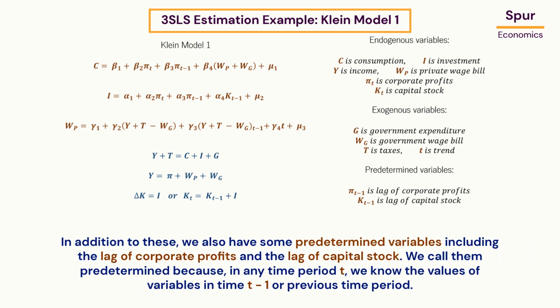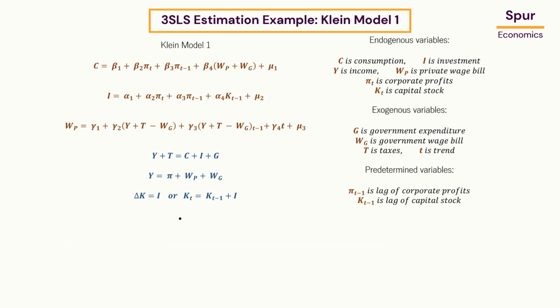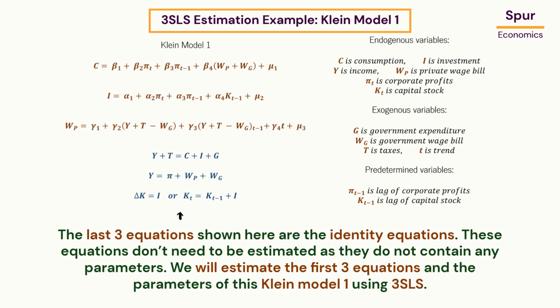In addition to these, we also have some predetermined variables including the lag of corporate profits and the lag of capital stock. We call them predetermined because, in any time period t, we know the values of variables in time t-1 or previous time period. The last 3 equations shown here are the identity equations. These equations don't need to be estimated as they do not contain any parameters. We will estimate the first 3 equations and the parameters of this Klein Model 1 using 3SLS.